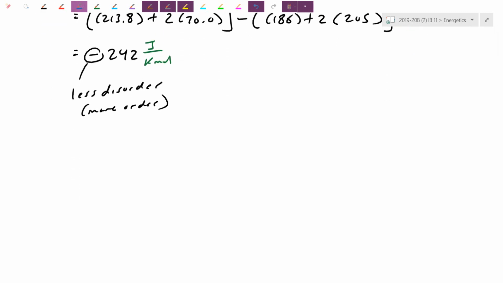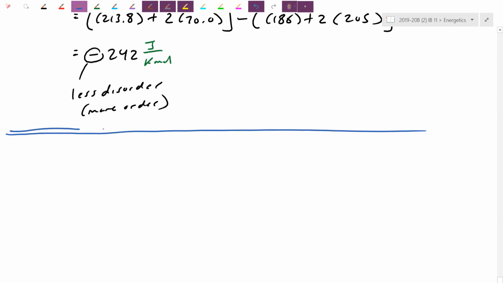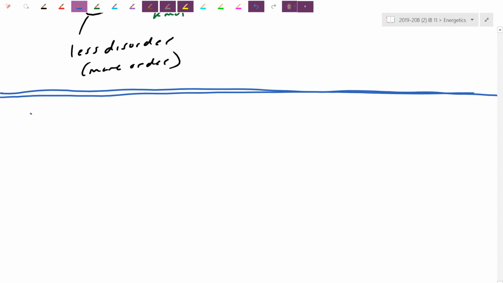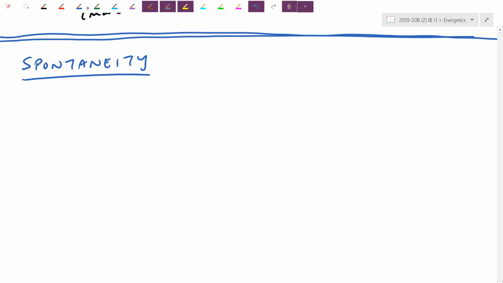I'm just going to hint at the very last concept in today's lesson, and we'll flesh it out in tomorrow's lesson. We're going to be looking finally at something called spontaneity. I want to know whether reactions happen as written and why some reactions don't occur at all. So when something is spontaneous, it just occurs. Let me make a definition here. A spontaneous reaction is one where the reaction occurs without any external influence.